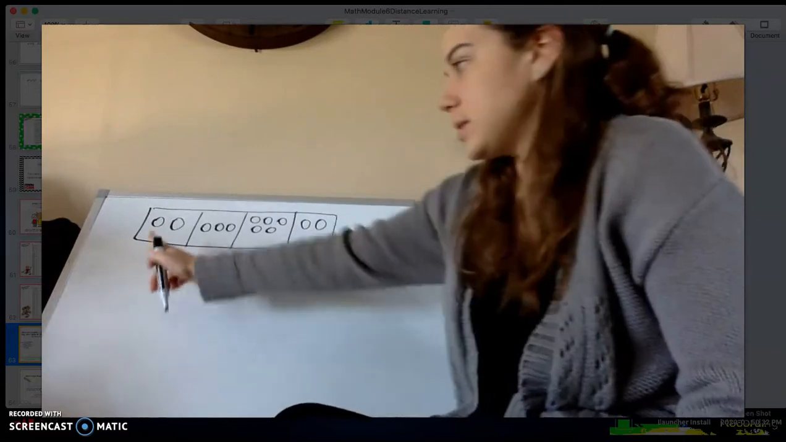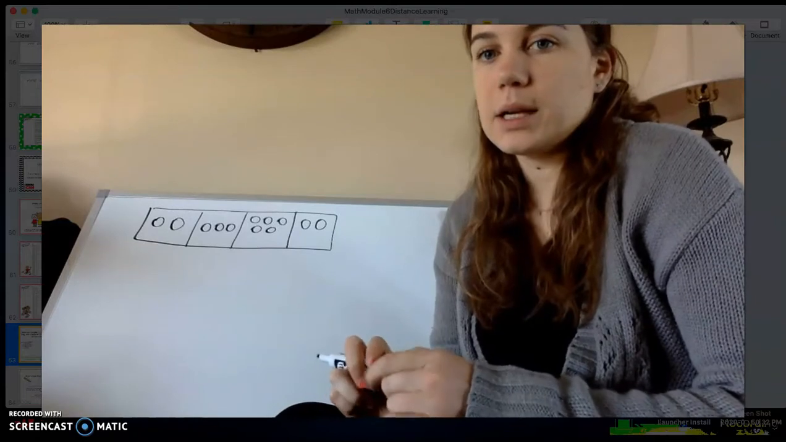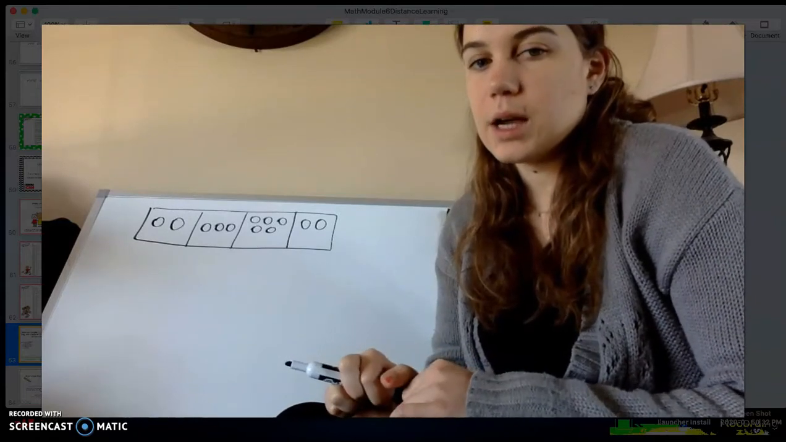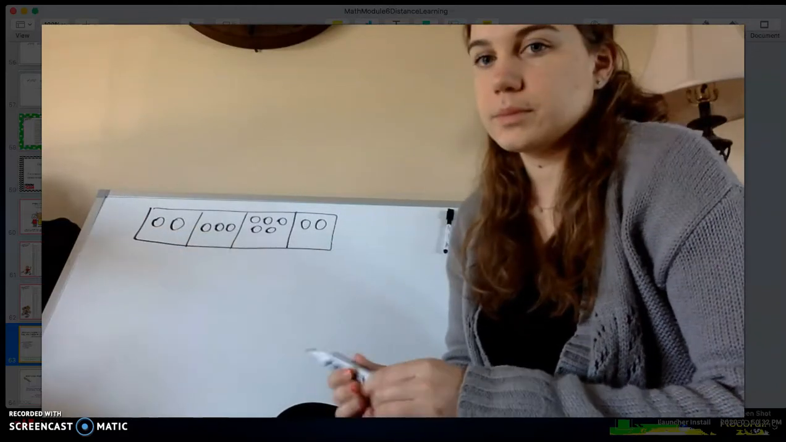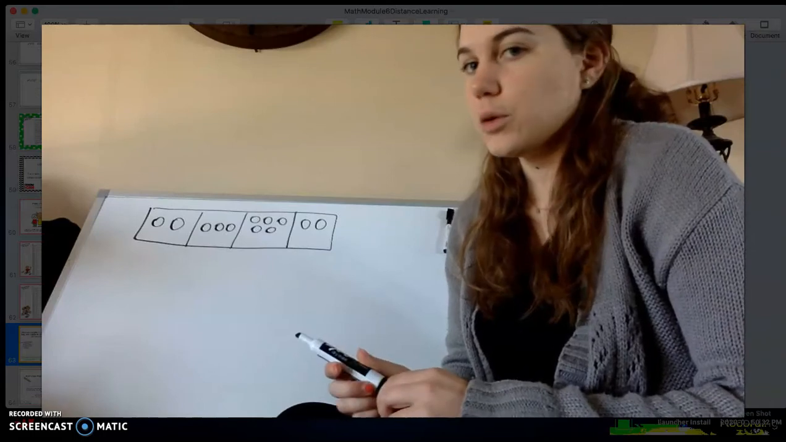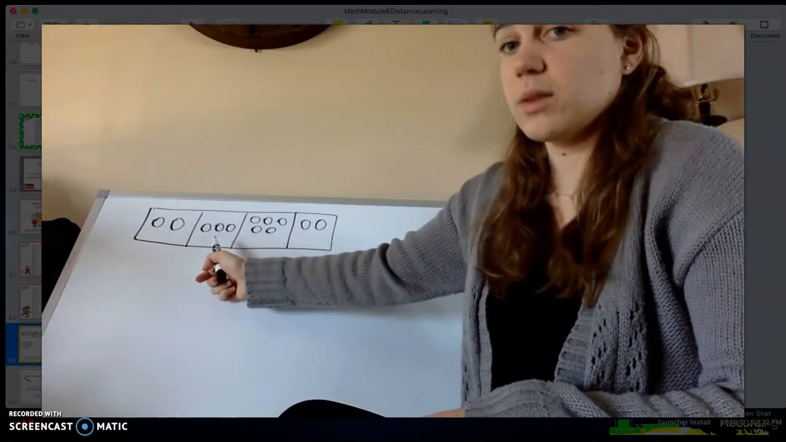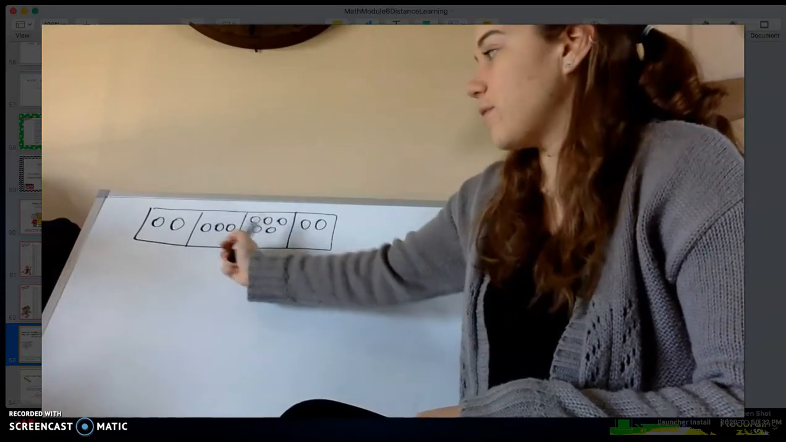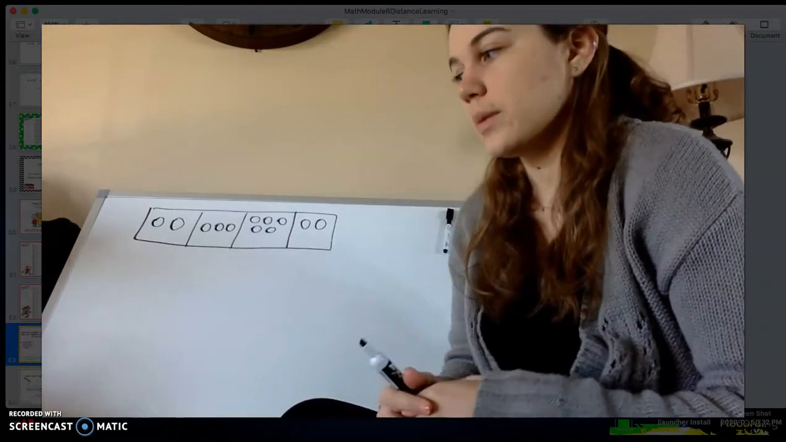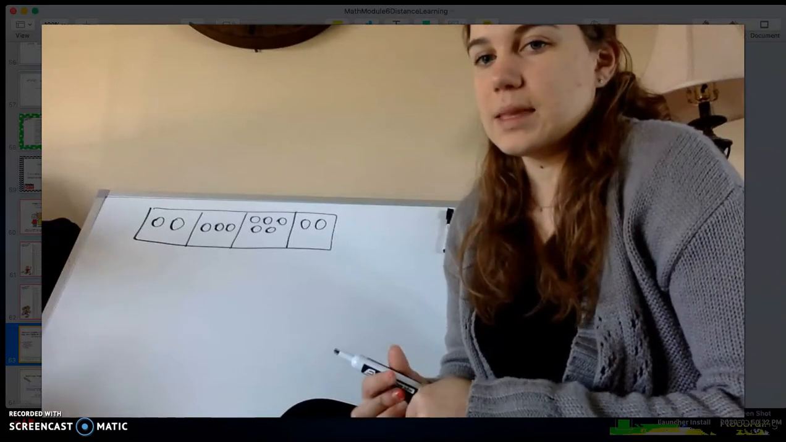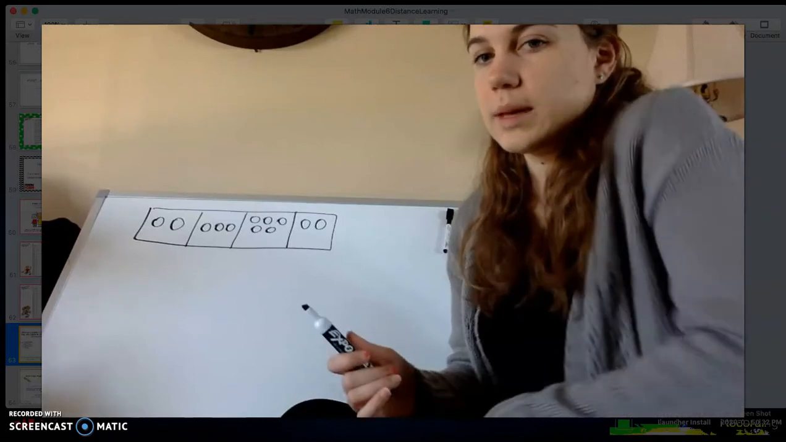I want you to look at this. Is each of our groups equal? Remember, equal means that they have the same number of objects in each group. So are our groups equal? No, because some groups have 2, one group has 3, and another group has 5. But 5 is not the same as 2 or 3, so these groups are not equal. How could we make these equal? What's one way we can make these equal?